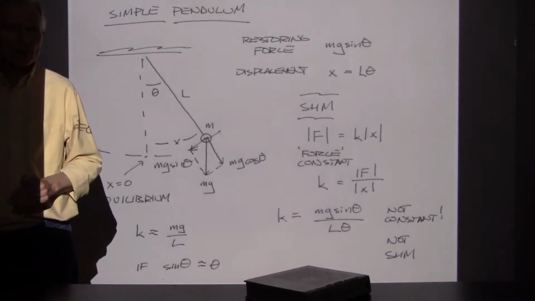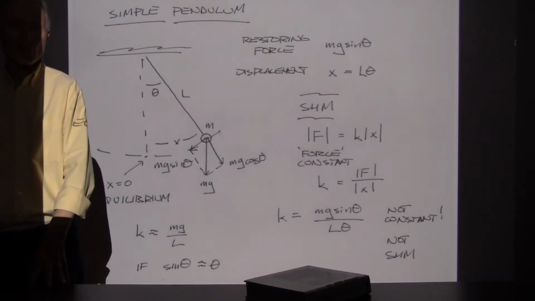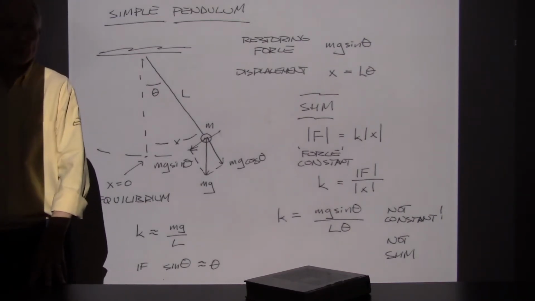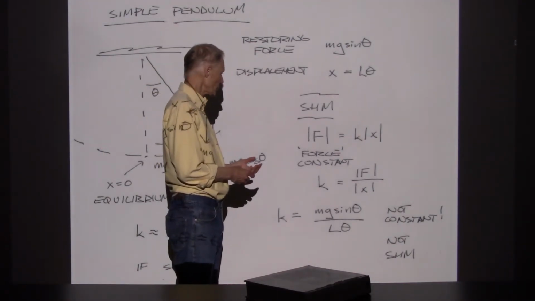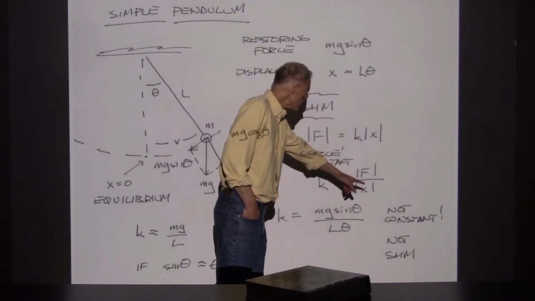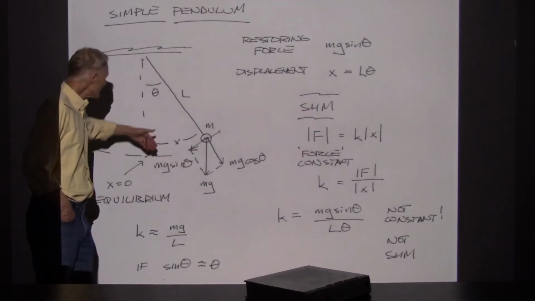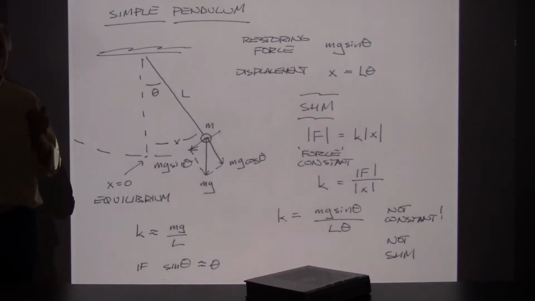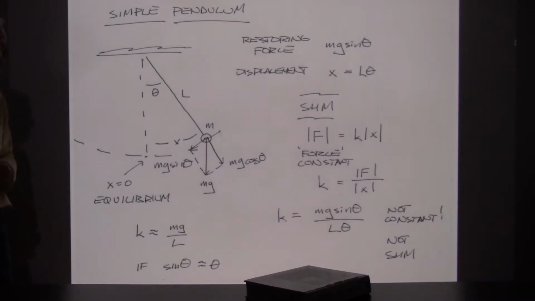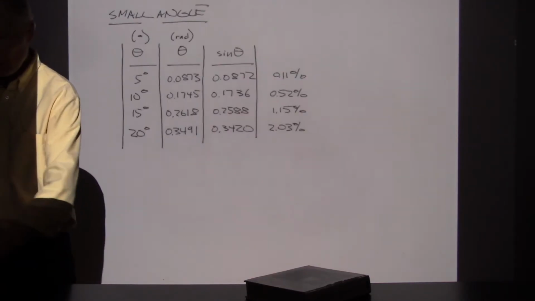If it's not a constant, well, it's still oscillatory, but it's not going to be exactly sines and cosines. It'll be some other functions, some combination of sines and cosines and other cosines. This isn't quite constant. It's not quite simple harmonic motion, unless we keep the oscillations really small. In the limit where theta is small, sine theta and theta have almost the same value.